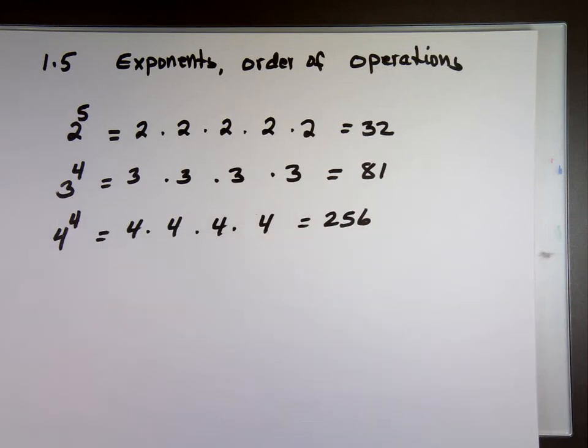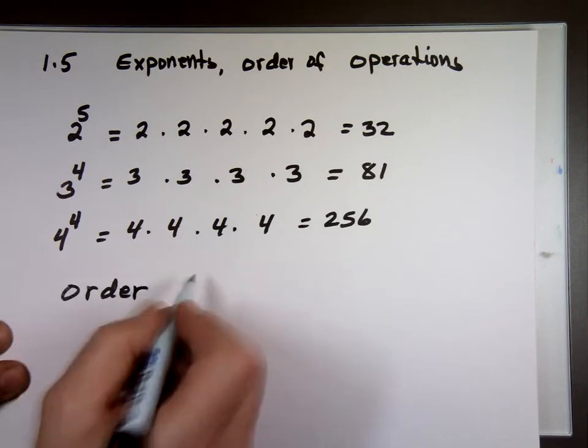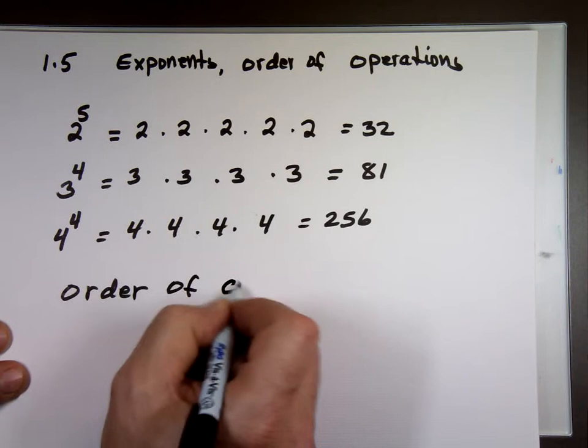Why are we looking at that? Because you're going to encounter some problems that have more than one operation in them, and you have to know which operation you're going to do first. And that's where we go with something called order of operations. When you have a chain of them, which one do you do first?